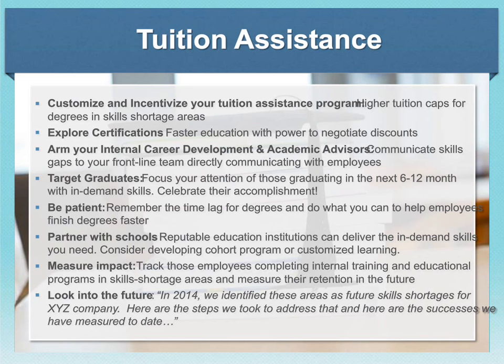If you partner with EdAssist or some other similar company, we have advisors who help employees make decisions about what programs to attend or what degree to get. These advisors can help push employees to these needed skill areas. If you have internal career development counselors, they should do the same thing. And then finally, make sure your administration system can run reports showing employees who graduate in the next 6 to 12 months with these in-demand skills.